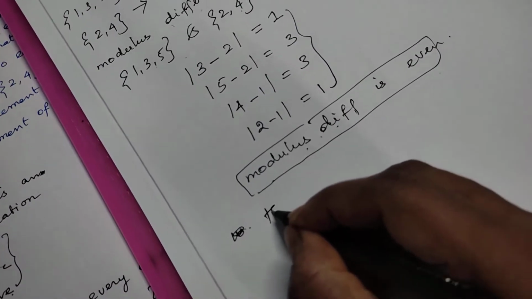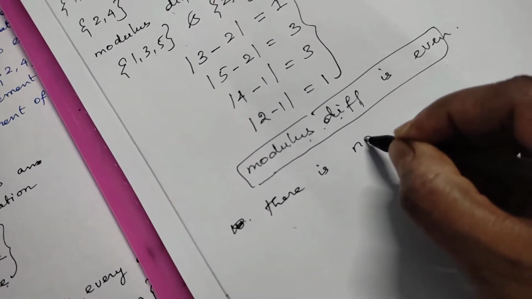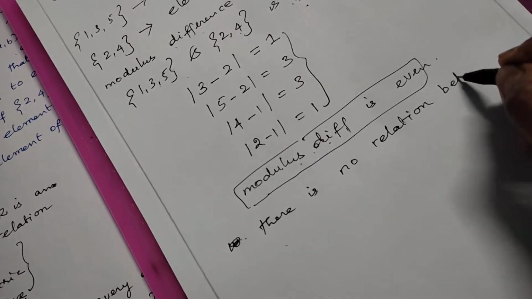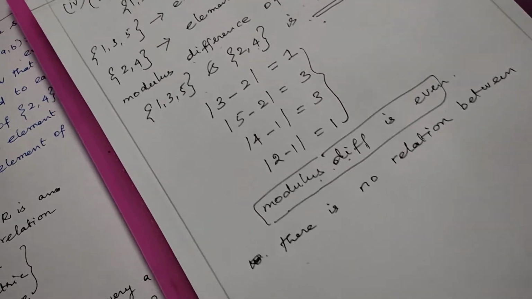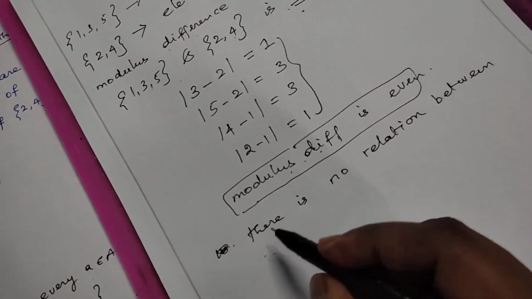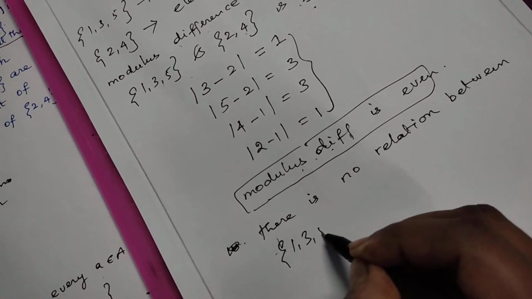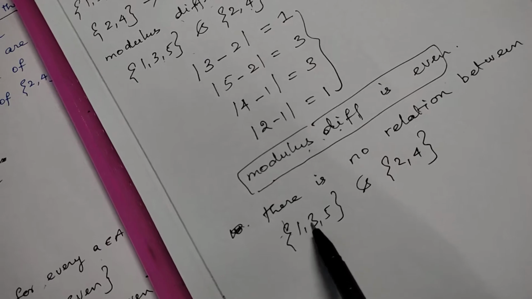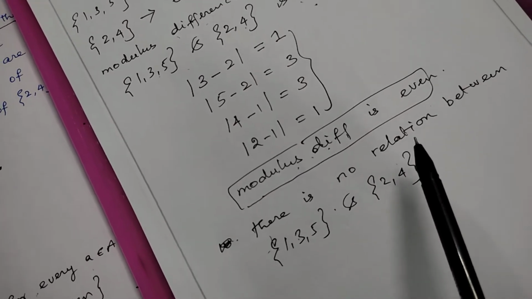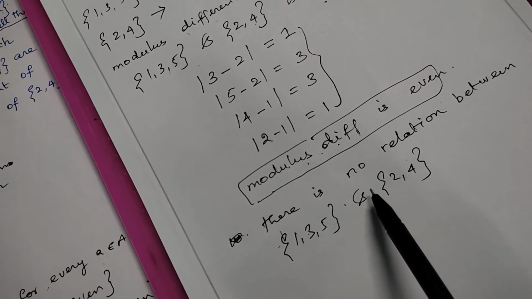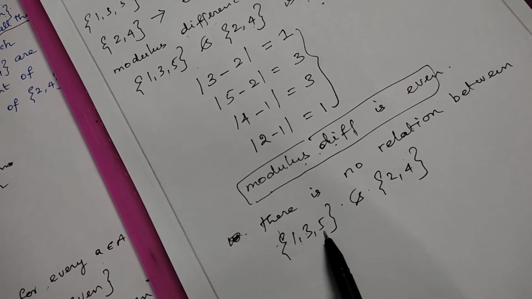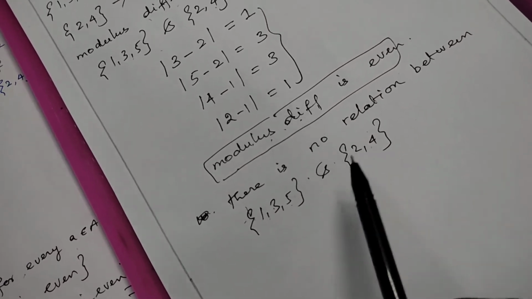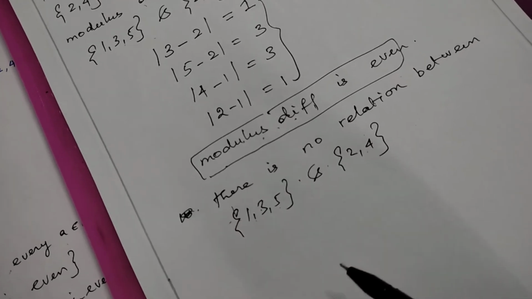There is no relation between these two sets. 1, 3, 5 is one set and another set is 2, 4. So we have the conclusion here: no relation between these two sets. That means no element of the set 1, 3, 5 is related to any element of 2, 4. Up to this, the 8th sum is over here.